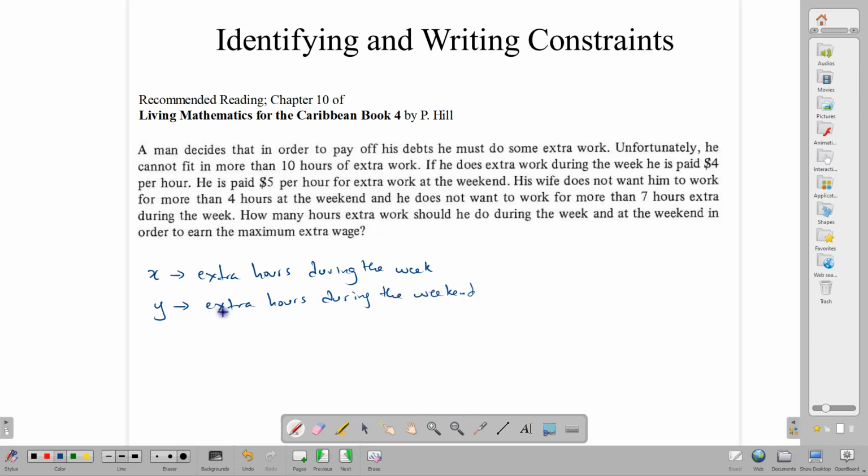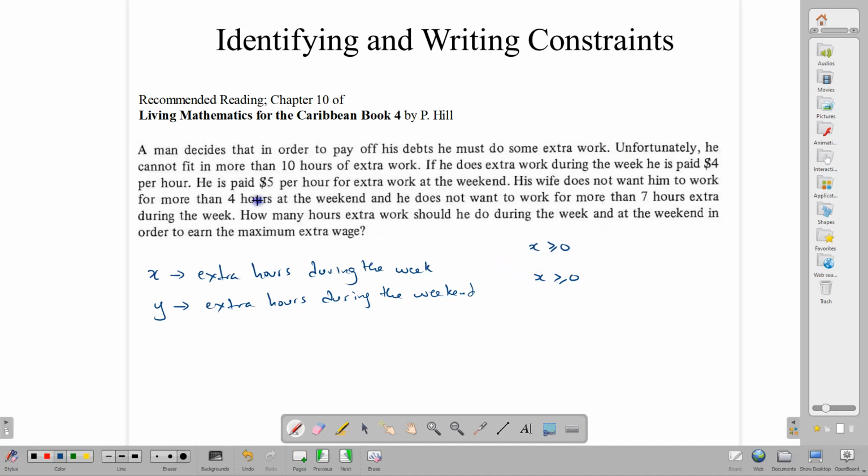Once we've done that, then we can look at the situation and decide what's going on. He must work some extra hours. We don't know how many he's going to work, but he has to work some extra hours. So we can start out by saying extra hours in the week has to be more than or equal to 0. Extra hours on the weekend must also be more than or equal to 0. Those things are true.